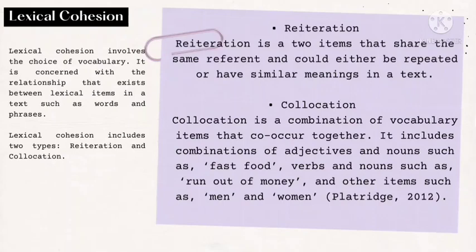Reiteration is 2 items that share the same referent and could either be repeated or have similar meaning in a text. Collocation is a combination of vocabulary items that co-occur together. It includes combinations of adjectives and nouns such as fast food, verbs and nouns such as run out of money, and other items such as man and woman.